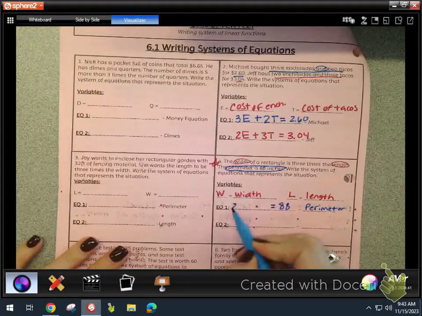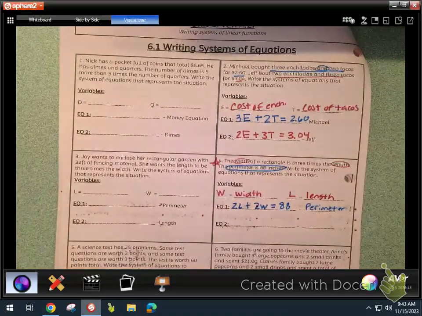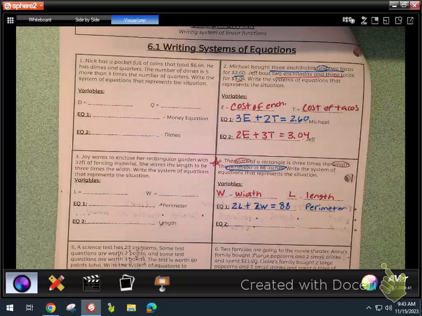I told you you're going to see it. 2L plus 2W. So that's going to be like a giveaway. That's a giveaway equation. 2L plus 2W, and it equals whatever's in the problem. It will be given to you in the problem if it's talking about perimeter of a rectangle. Okay? So there's usually an easy equation. And this one would be the easy equation, my perimeter equation.